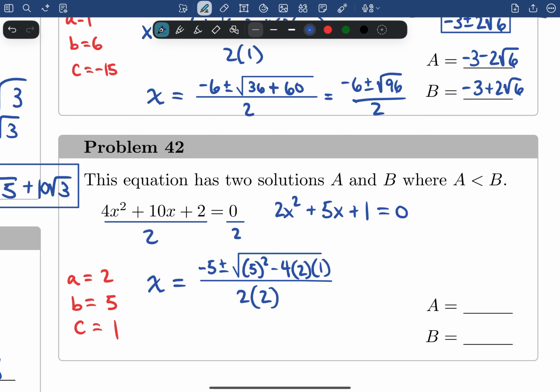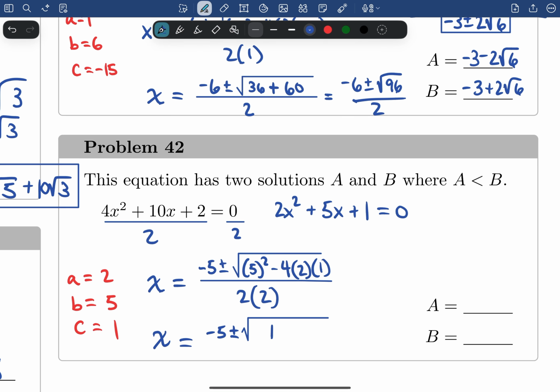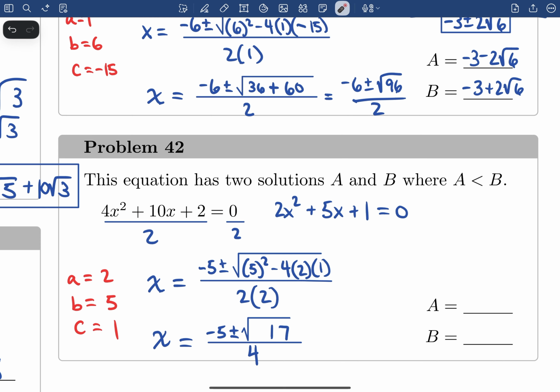Okay, I've input those values. Now my goal is to clean this all up. So here I go. X equals negative 5. The first thing you want to do is clean up the stuff in the square root, the discriminant. Right, that's b squared minus 4ac. That's the discriminant. And so I have 25 minus 8, which gives me 17. Yeah, so that cleaned up pretty fast. Now I'm going to just take that result and divide it by 4, because 2 times 2 gives me that 4. And this is my final answer.